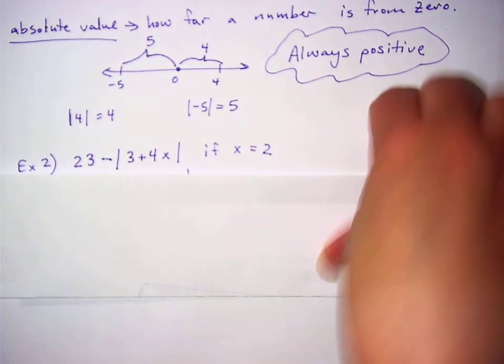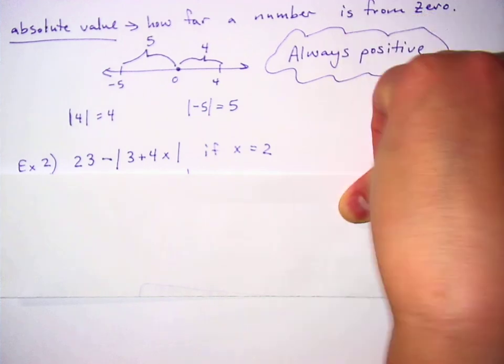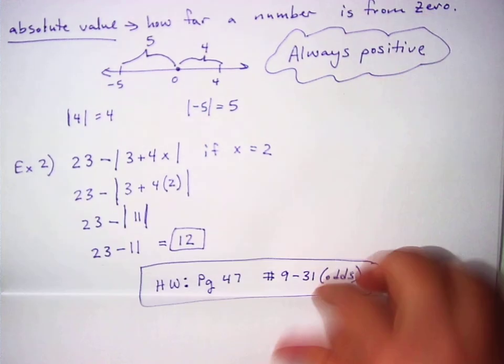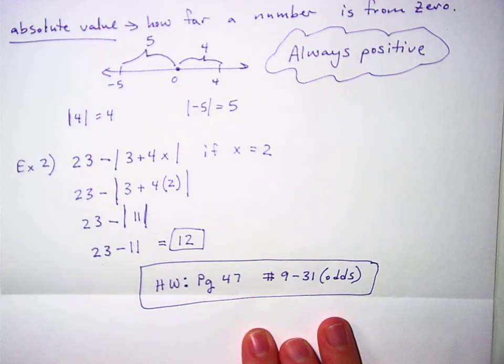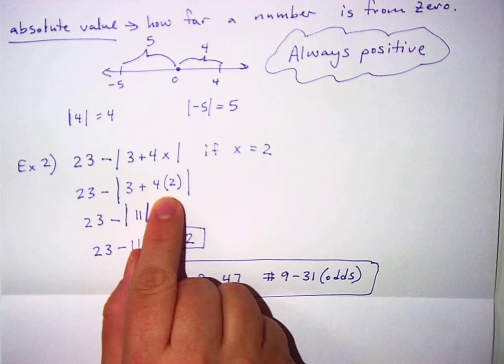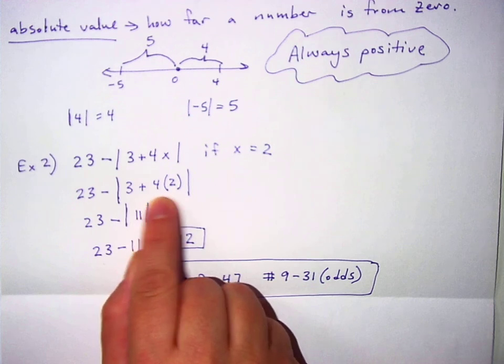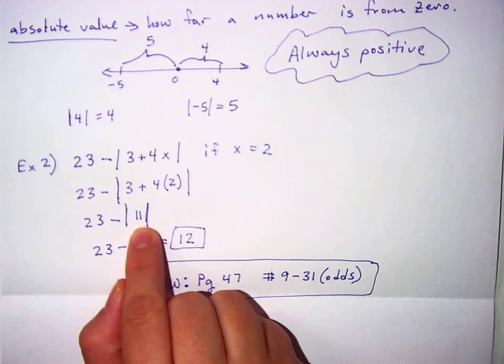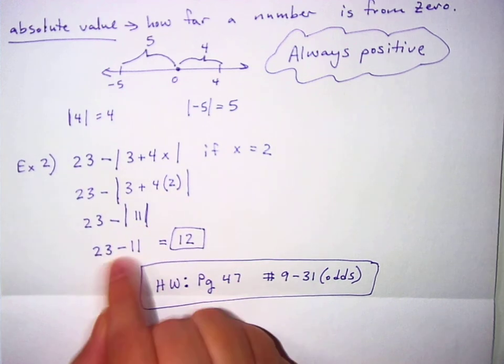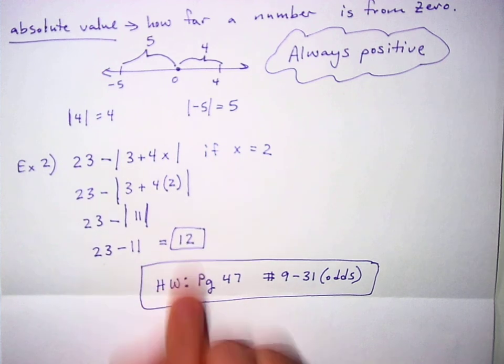All right, I'm about to reveal the answer, so if you're not done yet, you need to pause the video. There we go. So I plugged in 2 for x and then simplified the inside here. Remember, multiplication comes before addition, so that's 4 times 2 is 8, plus 3 is 11. The absolute value of 11 is 11. And then it's 23 minus 11, which is 12.